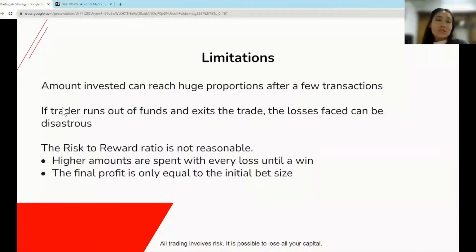Firstly, the amount invested can reach huge proportions after a few transactions, since we are constantly increasing our lot size, or constantly doubling our lot size. So if the trader runs out of funds and exits the trade, the losses faced can be disastrous.